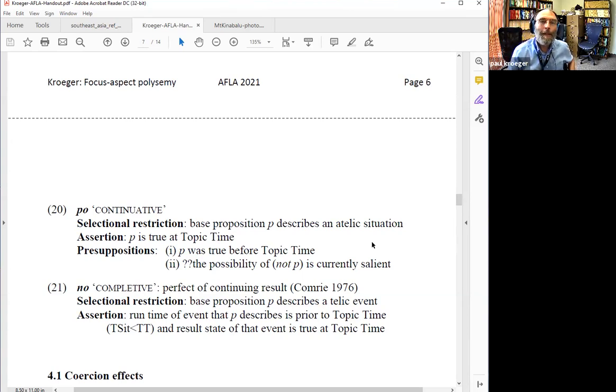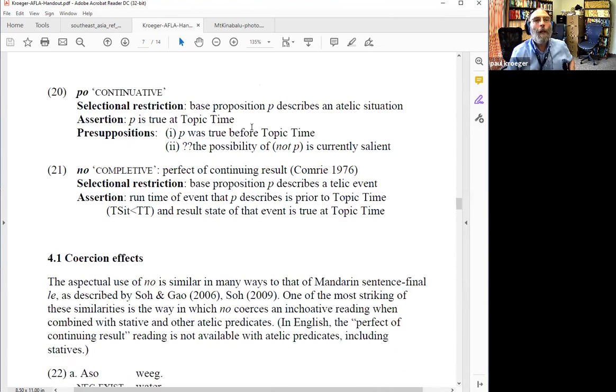So here are the definitions that I'm proposing. Notice first the two particles differ in what de Swart calls their aspectual sensitivity, the selectional restrictions. Pa selects for atelic situations, no selects for telic situations, telic events. Pa means roughly "still," so it asserts that the proposition is true at topic time and presupposes that it was also true before topic time. It also seems to imply that the possibility of P being false, or not P, is somehow salient at the current time, whether that's a presupposition or an implicature. I'm going to list it here as a presupposition.